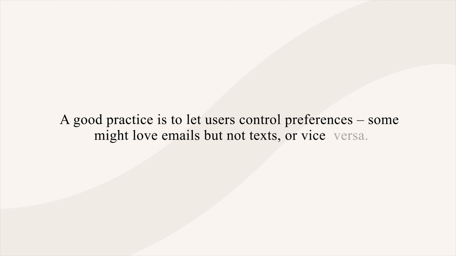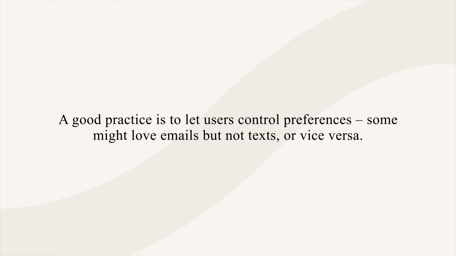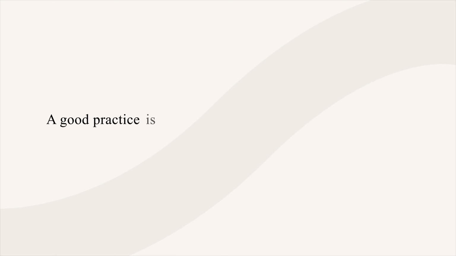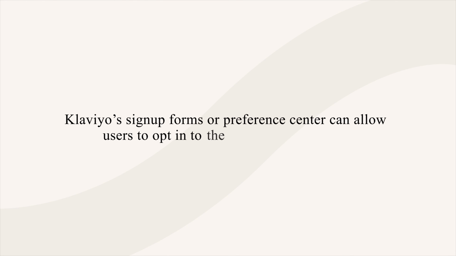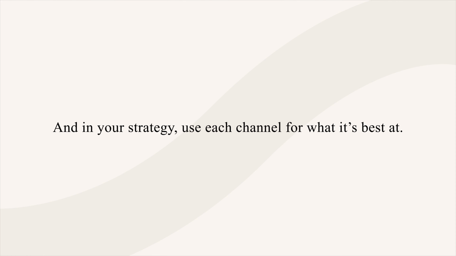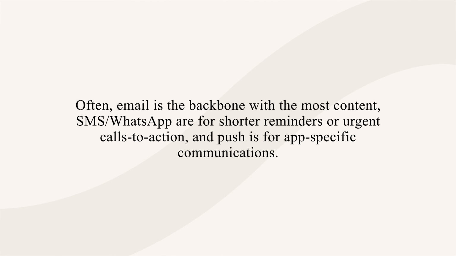A good practice is to let users control preferences. Some might love emails but not texts, or vice versa. Klaviyo's sign-up forms or preference center can allow users to opt into the channels they want. And in your strategy, use each channel for what it's best at. Often, email is the backbone with the most content. SMS and WhatsApp are for shorter reminders or urgent calls to action, and push is for app-specific communications.